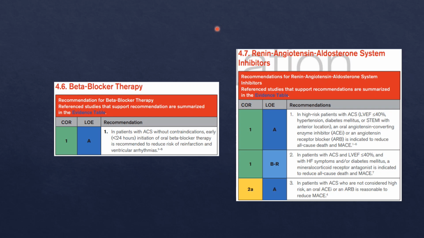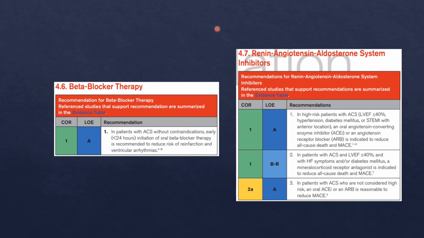Also, in patients with ACS who are not considered high risk, an oral ACE inhibitor or ARB is reasonable to reduce MACE. Sacubitril and valsartan combination is also considered safe to begin with instead of ACE inhibitors and ARBs early after MI, according to these guidelines.